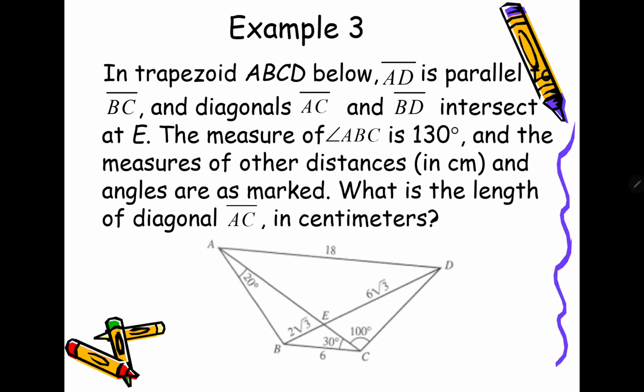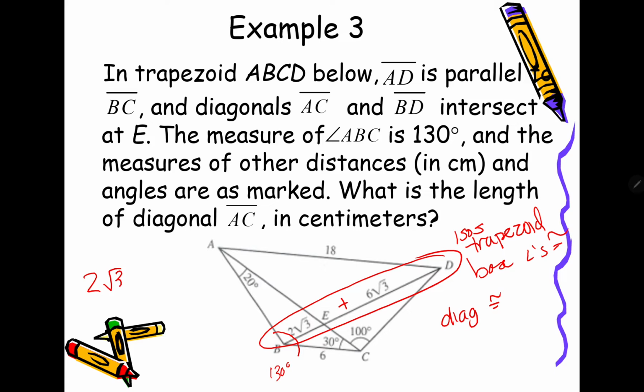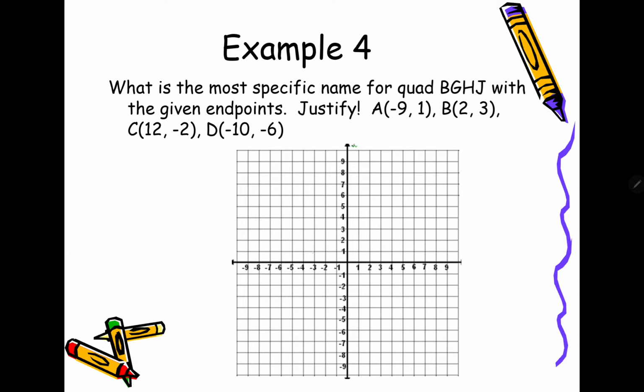All right, so this guy says in trapezoid ABCD below, AD is parallel to BC, and diagonals AC and BD trisect at E. The measure of ABC, this angle right here, is 130 degrees. And the measures of the distances in centimeters and angles are as marked. Wants me to find the length of AC in centimeters.